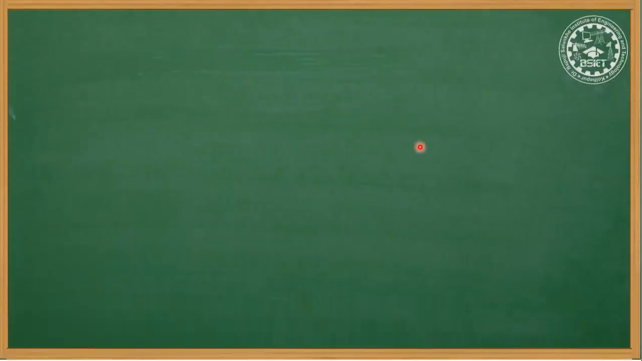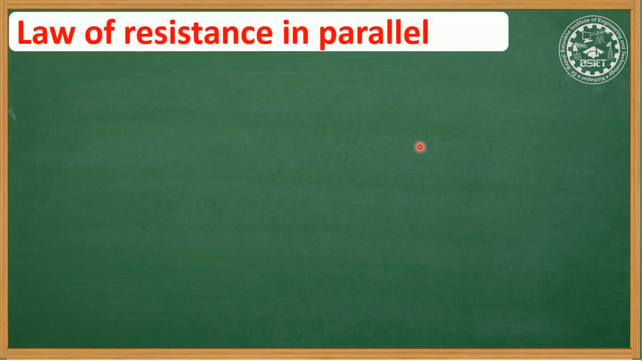Now let us go towards the law of resistance in parallel. Means if we connect two or more resistors in a parallel combination, then what happens, what will be the effective or equivalent resistance of that particular parallel combination of resistors, that we are going to study.